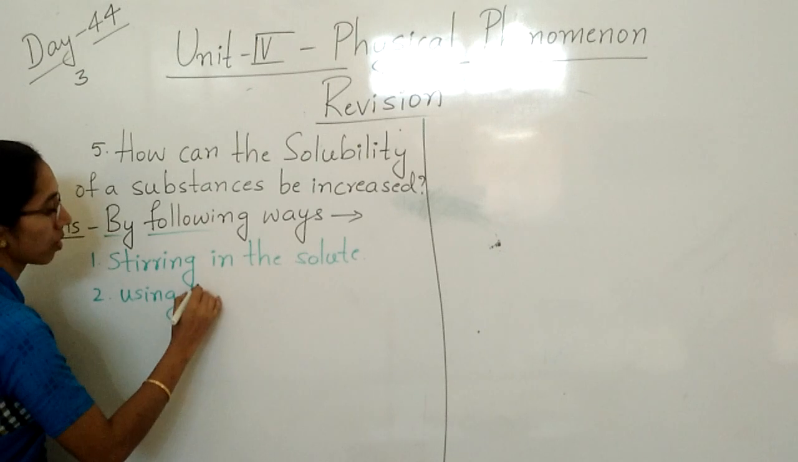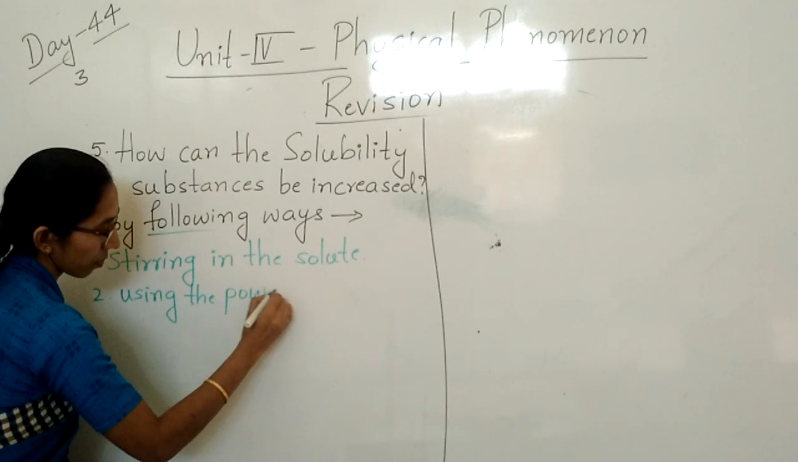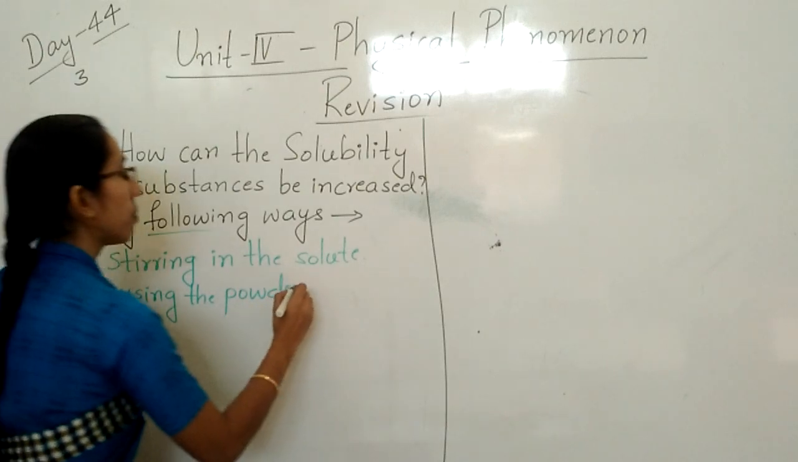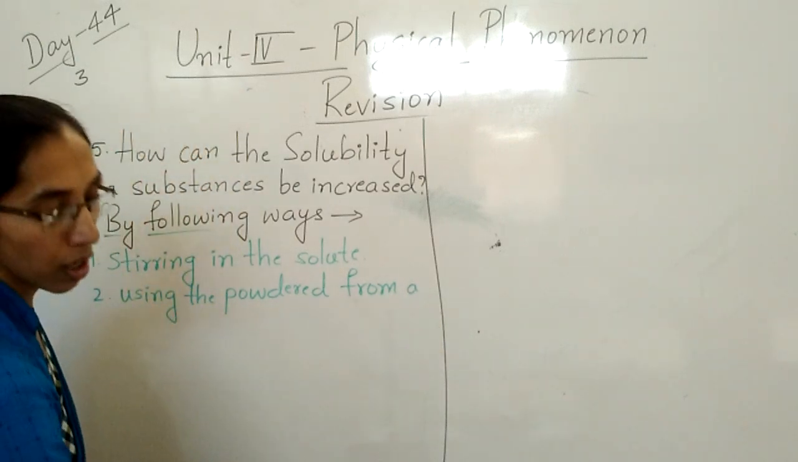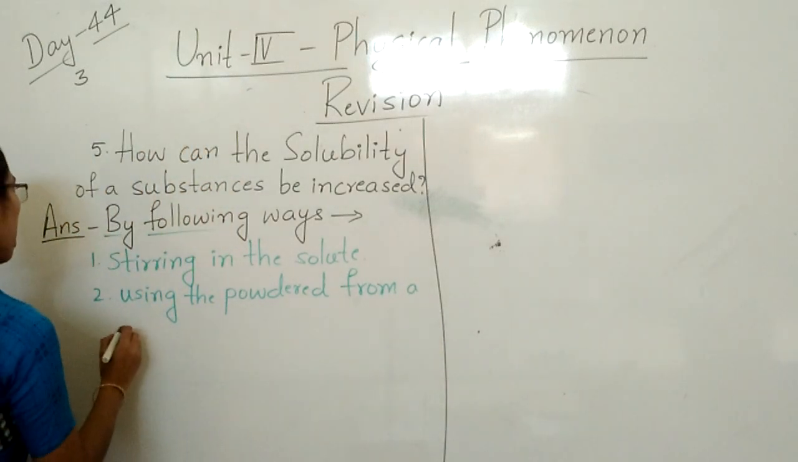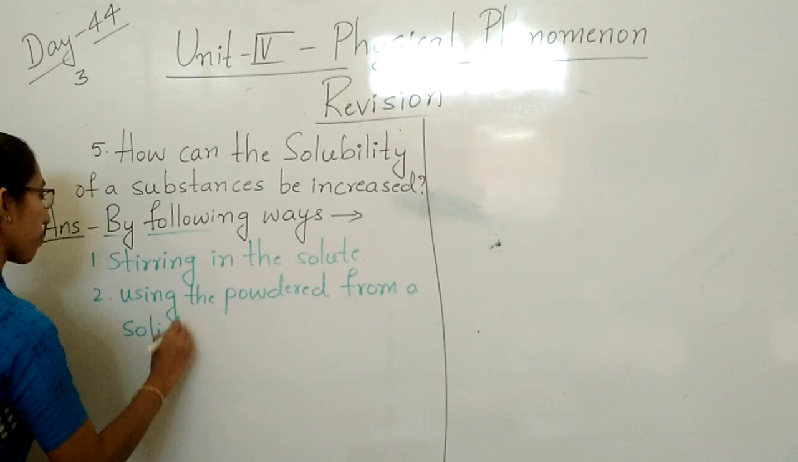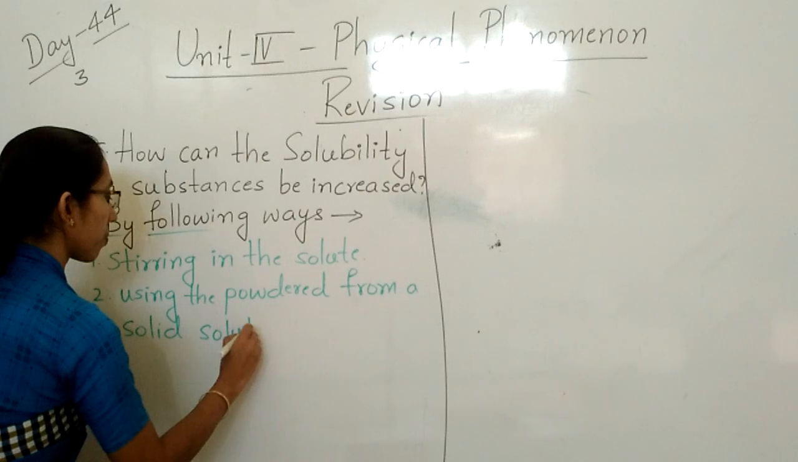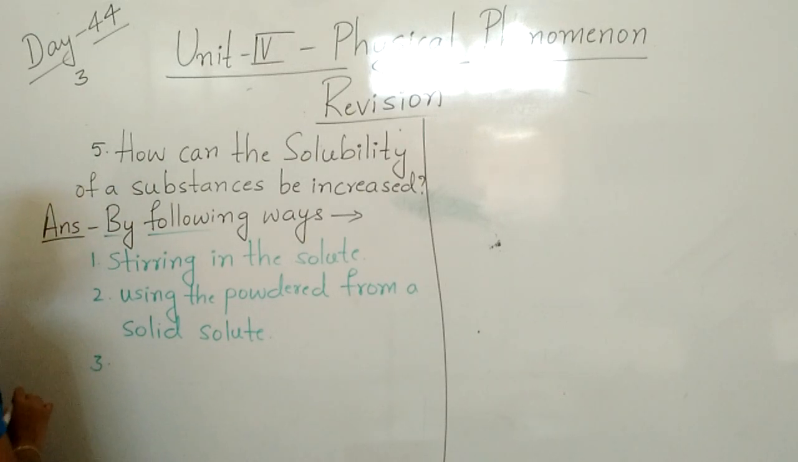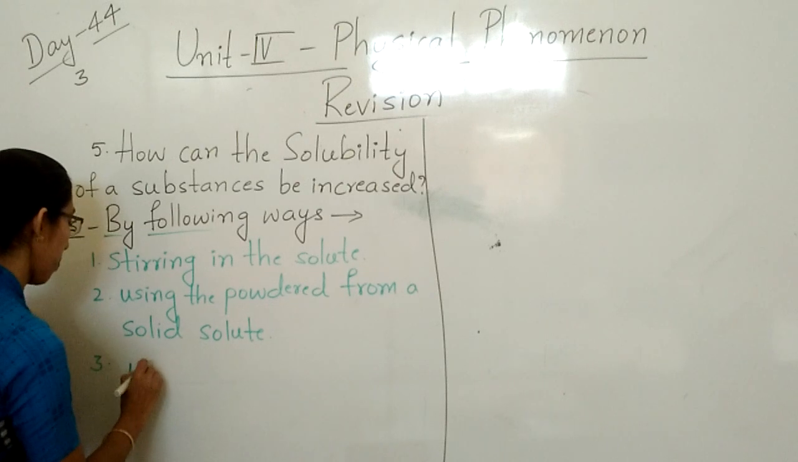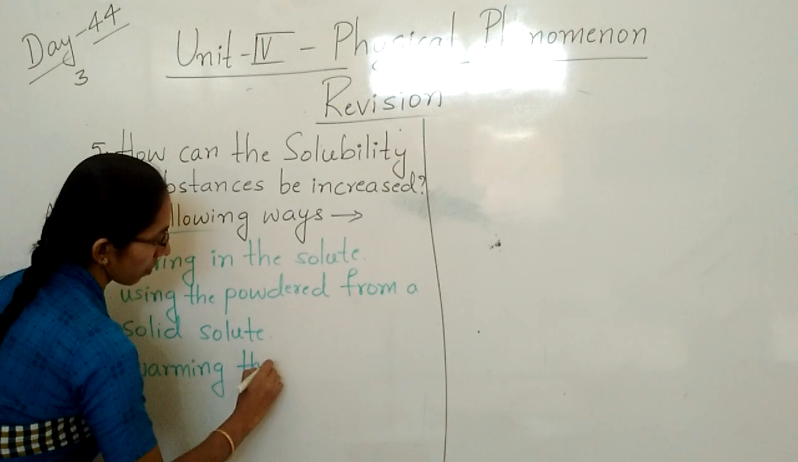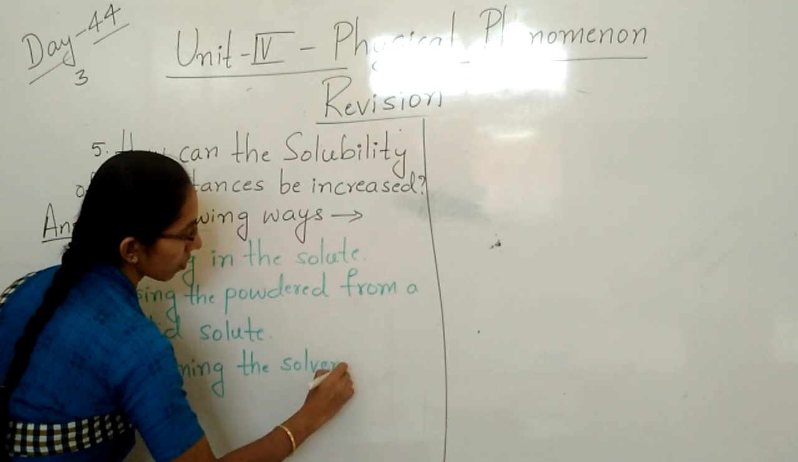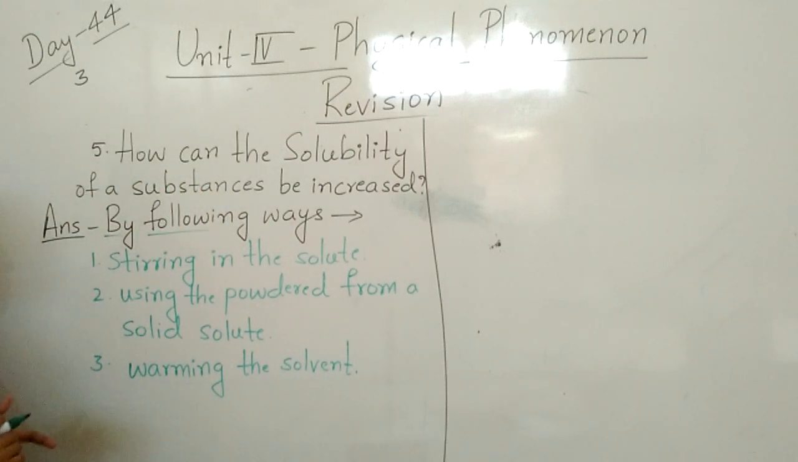Using the powder from a solid solute. Next one, warming the solvent. These are the 3 ways that we can increase solubility.